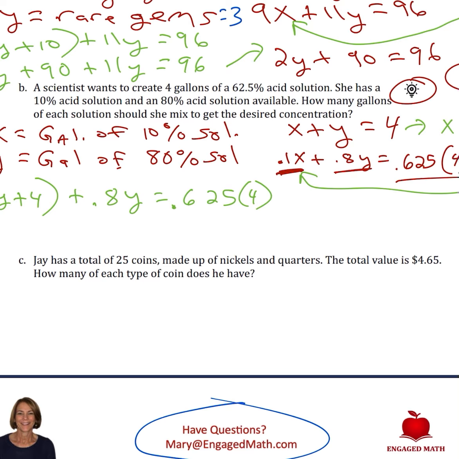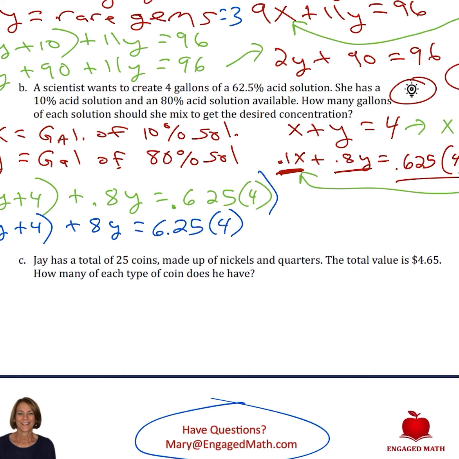Just to get rid of the decimals, I'm going to multiply this entire equation through by 10. What that's basically going to do is move all these decimals over one position to the right, because 10 times 1/10 is just 1 times negative y plus 4, plus 8y equals, and now I'm going to say 6 25/100ths of 4.